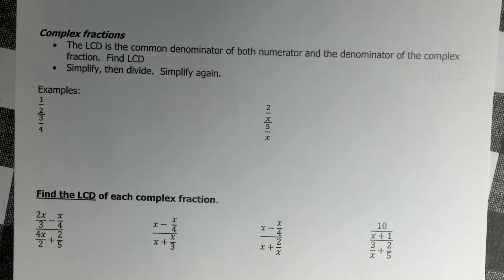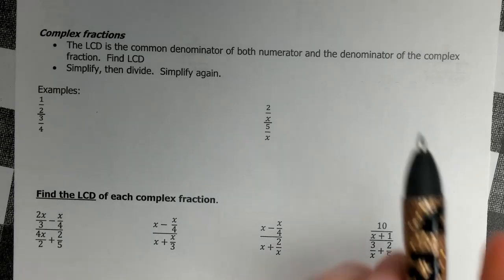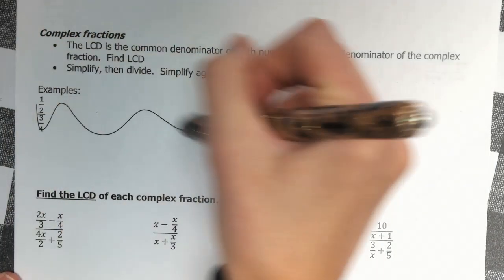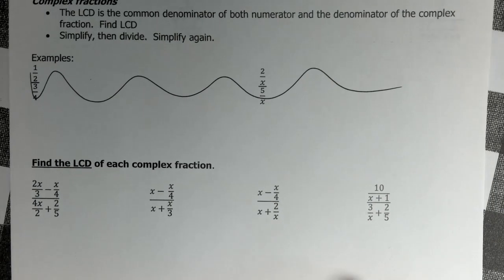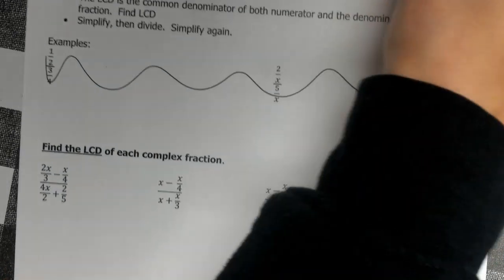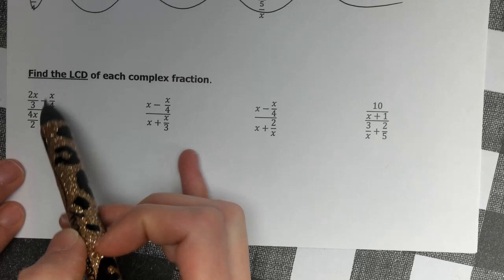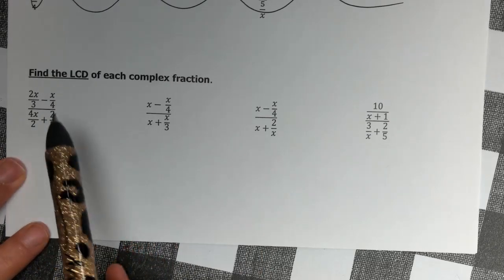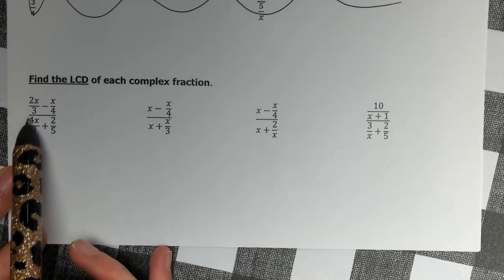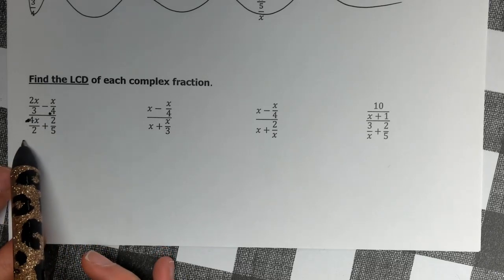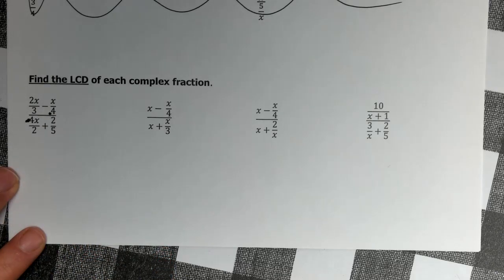Okay. Complex fractions. That's what part 2 is going to consist of. Complex fractions means you got a fraction over a fraction. So, we're not going to do these for time's sake. We're just going to look at what to do. You still have to find an LCD. But now, I've got 2x over 3 minus x over 4 all over 4x over 2 plus 2 over 5. You can do this 2 ways.